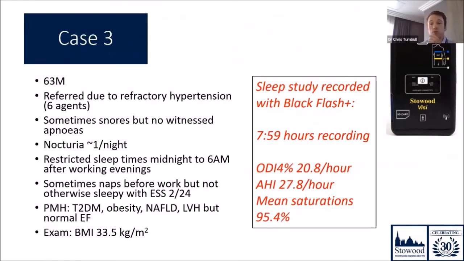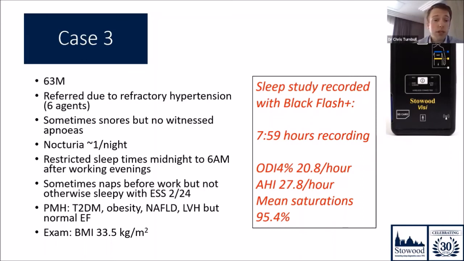Next, we've got a patient who's referred to us with refractory hypertension, and I'm including this one because this is one of our research studies. So we used a Black Flash Plus so that we could use thoracic and abdominal effort bands, which we wouldn't tend to use as a standard in our clinical practice. Essentially, this patient has refractory hypertension, so he's on 6 agents to try and control his blood pressure, but despite that, he still has elevated blood pressure.